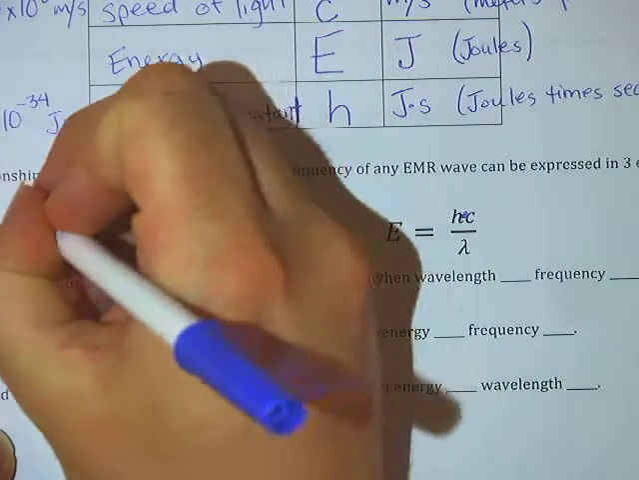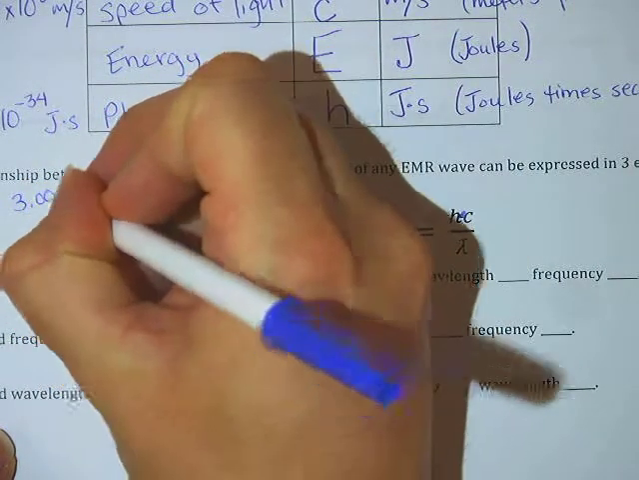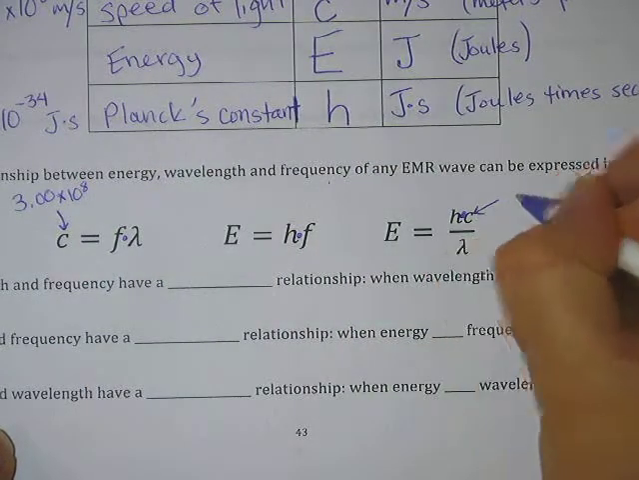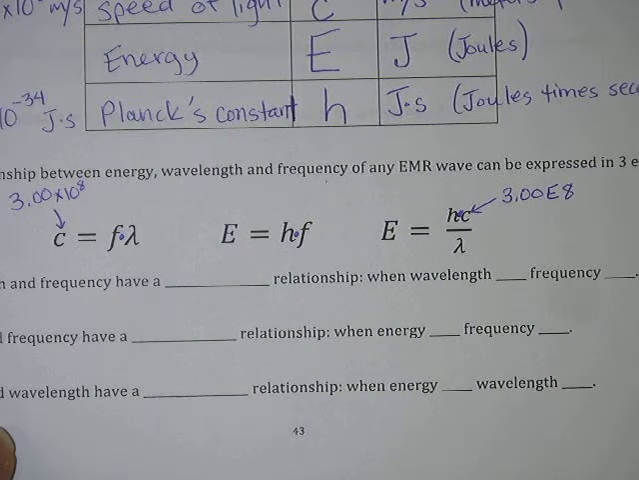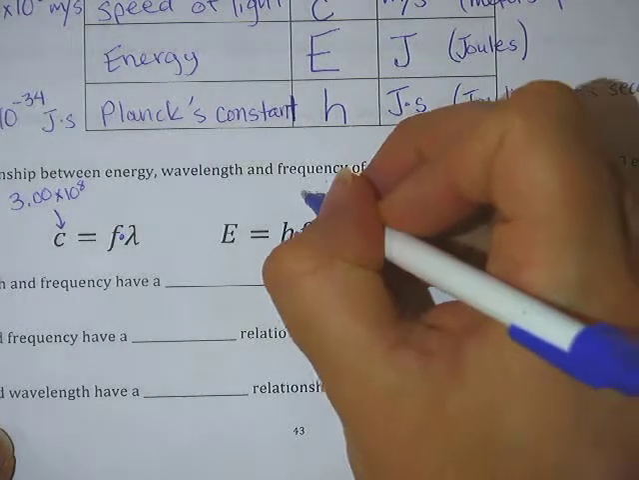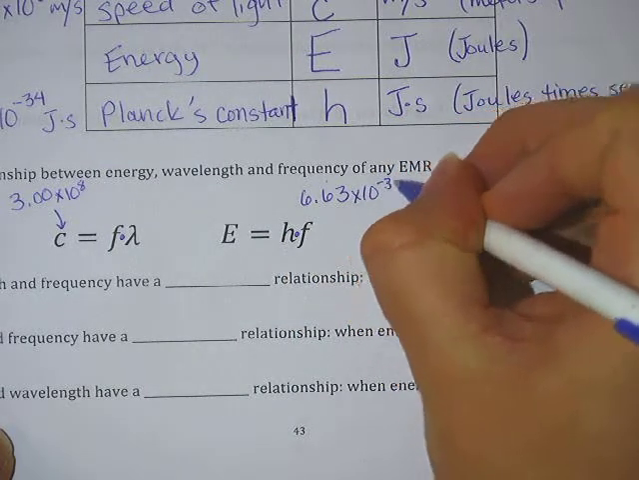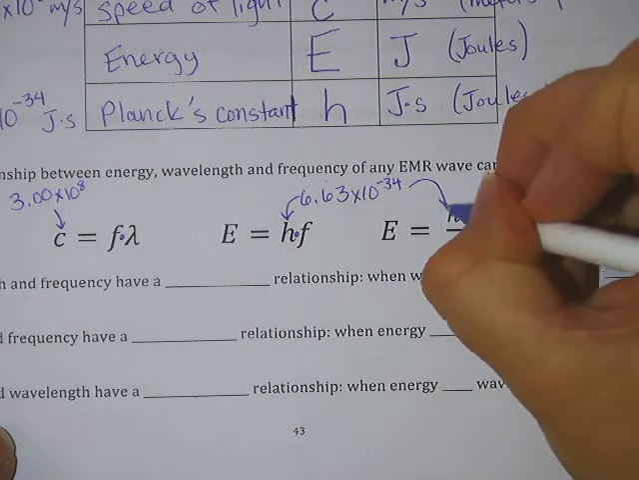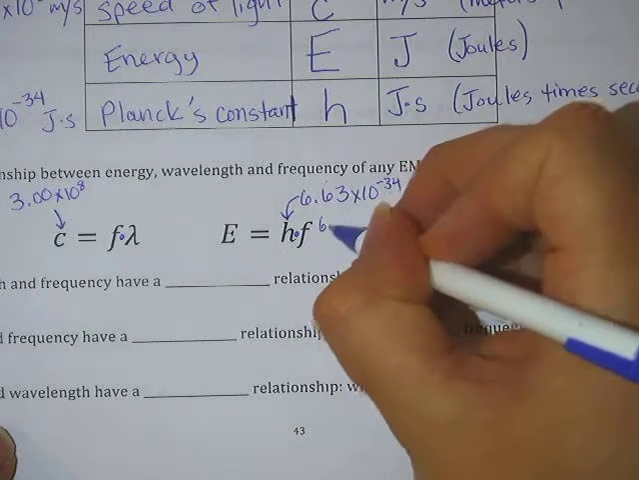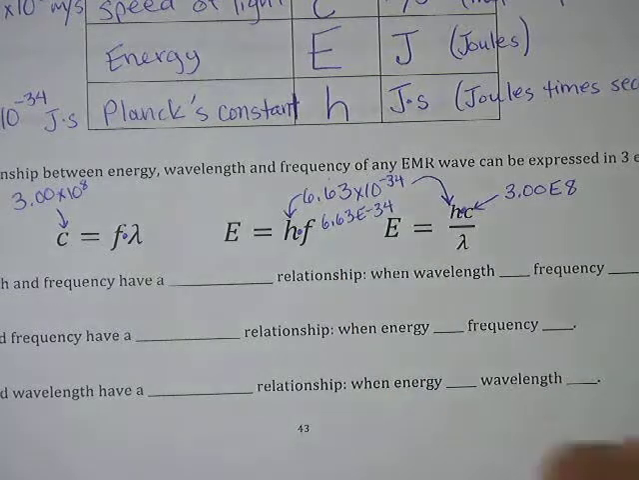And again, remember, anytime you're using C, you're going to use 3.00 times 10 to the 8th, both there and over here. You could also type it in your calculator as just 3E8. And whenever you're using H, it's going to be 6.63 times 10 to the negative 34, like right there and right there. And if you typed it in your calculator, it would just be 6.63E negative 34.